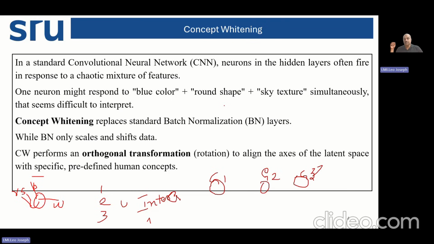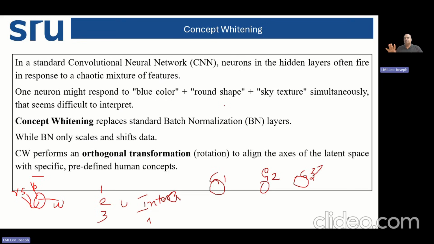So instead of assigning to only one particular neuron, we rotate the data so that it is distributed among different neurons. That is called concept whitening. In that manner, we say that C1, N1 will be fired. C2, N2 will be fired. C3, N3 will be fired.